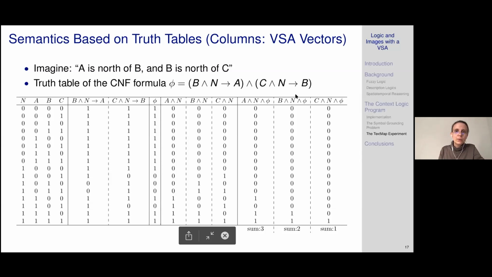I can do the same with B and N here. So B and N highlights those 2 portions of phi, and you can see those are 0 here and 1 there. So I get a sum for B and N and phi that is 2. If I do the same with C and N, I get a sum that is 1. So I literally can see that the north coordinate of A in phi is 3, and for B is 2, and for C is 1.